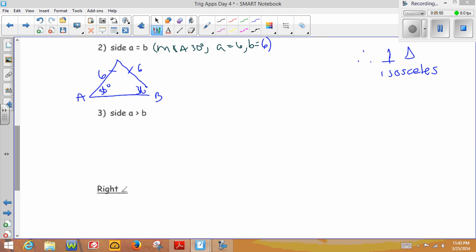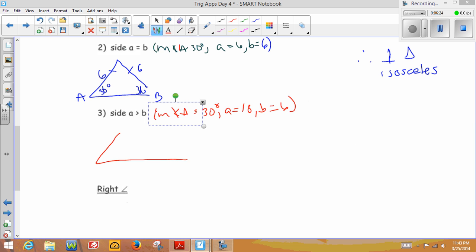I still have the acute angle, except side A is greater than side B. So the measure of angle A is still going to be 30 degrees. A is going to be 10, and B is going to be 6. So if I draw my triangle, this is A, this is B. A is 10, and B is 6, and this is 30.